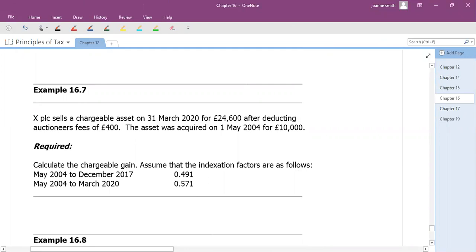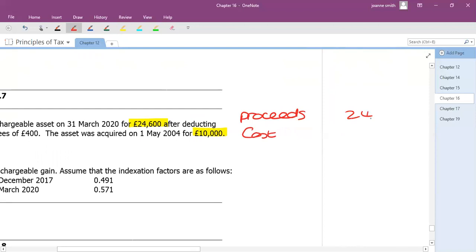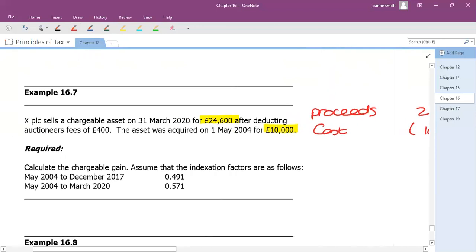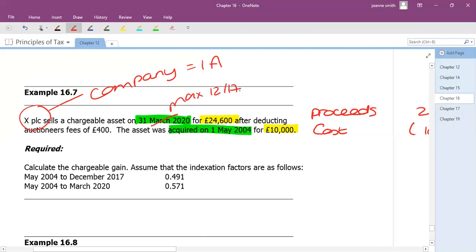So in 16.7, we sell the asset for 24,600, and we originally bought it for 10. So we start off just the same as an individual, deduct the proceeds and the cost. So proceeds, 24,600, and the cost is 10. Because it's a company that sells the asset, we're going to get this indexation allowance. And we're going to index from when we bought it, which is May 04, to when we sell it. However, we sold it after December 17, so the maximum we can have is up to December 17.